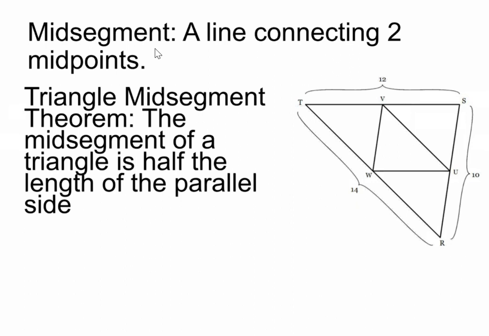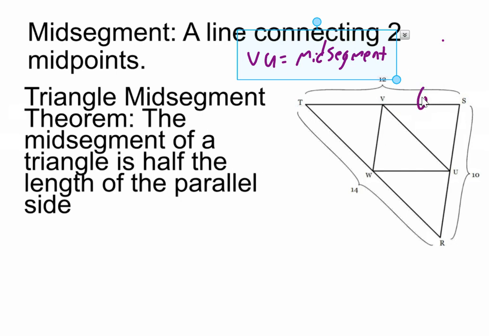The next thing is the triangle mid-segment theorem, but to know that, we've got to know what a mid-segment is. So a mid-segment is a line connecting two midpoints. So I can say VU is a mid-segment. And if it is a mid-segment, I know that it's the midpoint. So SV is 6, and VT is 6. And then SU is 5, and then UR is 5.